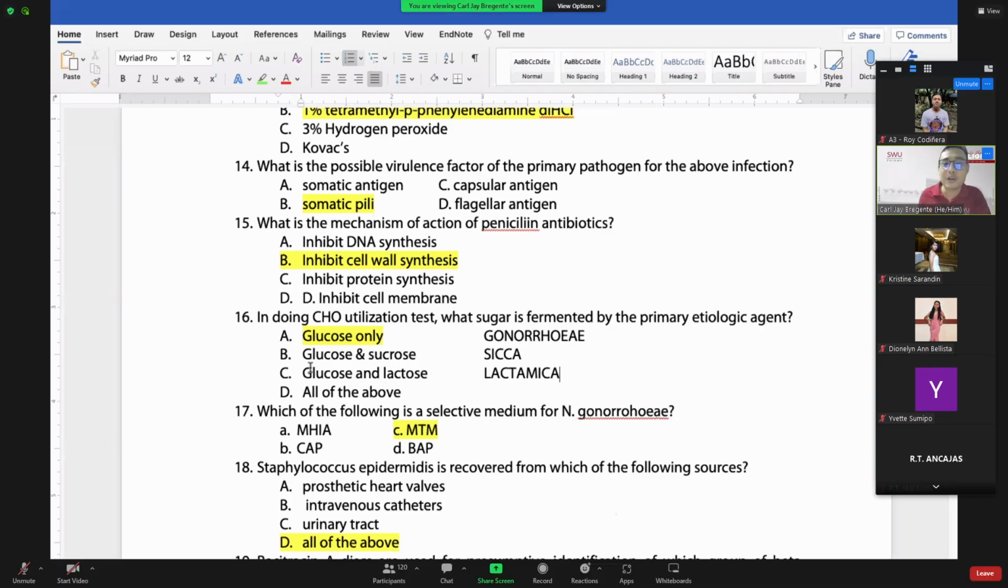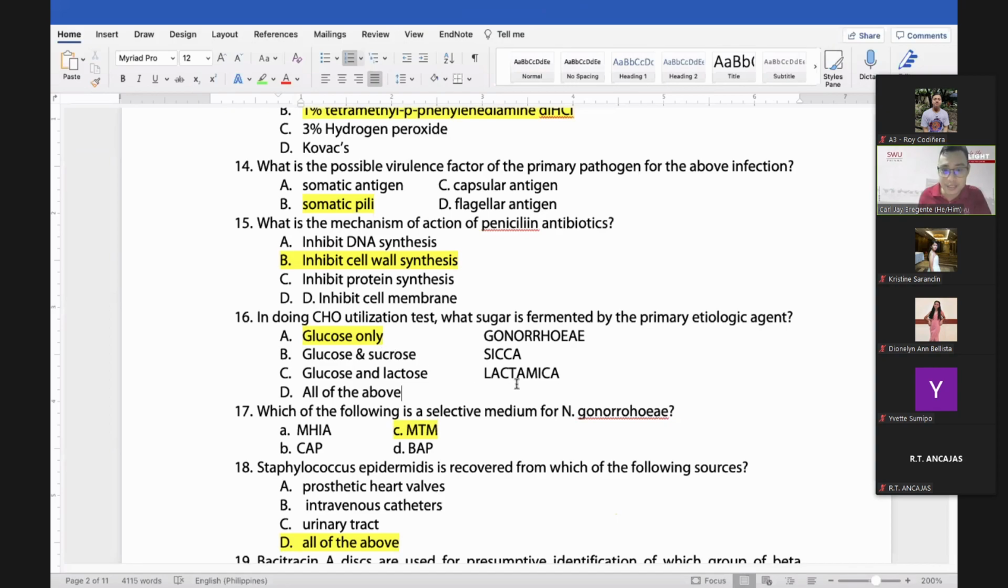If ever glucose and maltose, class, you think of meningitidis. Again, gonorrhea, think of glucose only. Sicca, glucose and sucrose. If glucose and lactose, that's lactamica. And if ever glucose and maltose, that is meningitidis.